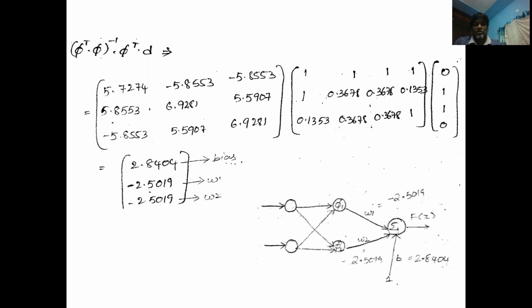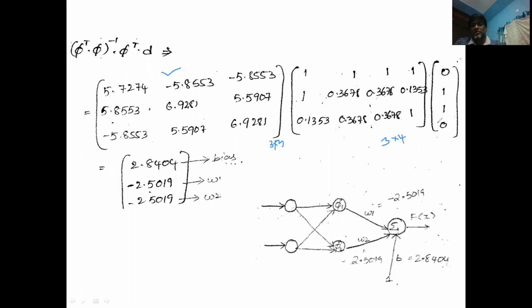Once you get this inverse of Φᵀ into Φ, now you are ready to multiply it with Φᵀ again, and also with the desired response. So we got this value for Φᵀ into Φ inverse. This is the matrix, and the matrix size is 3 by 3. And then this is Φᵀ. We got this as 3 by 4, 3 rows and 4 columns.